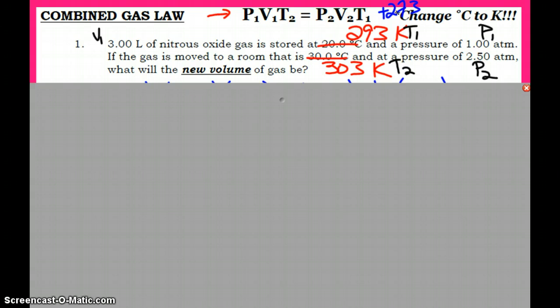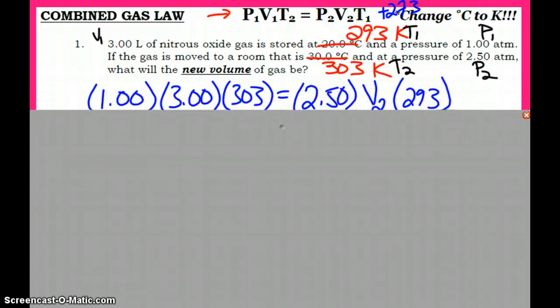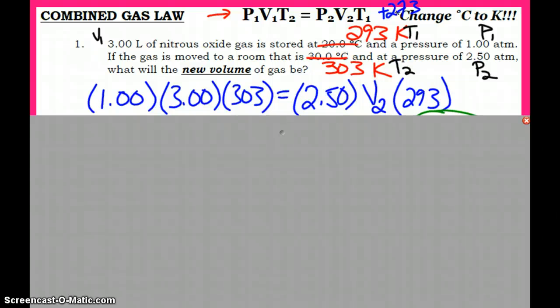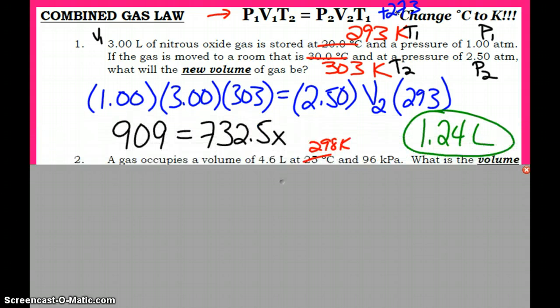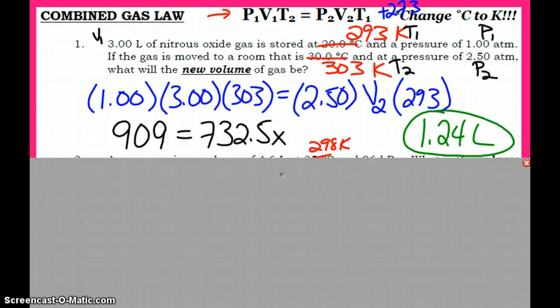So now I have to plug in either way. Again, you can have the proportion way or the cross multiplied, but eventually you get to this point. And so initial pressure, 1 atmosphere, times the 3 liters initial volume, times T2, 303 Kelvin. And my P2 is 2.5, V2 is what I'm looking for, 293 is my initial temperature, T1. And so I multiply on both sides. I have to divide by the 732.5 to solve for x, and that's how I get the 1.24 liters. 3 sig figs in every measurement, so 3 sig figs in my answer.